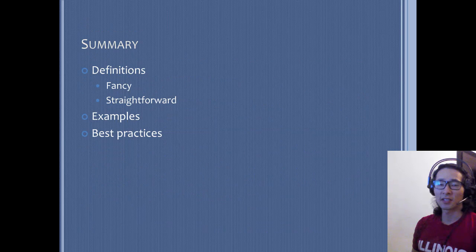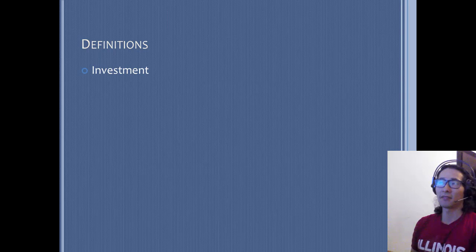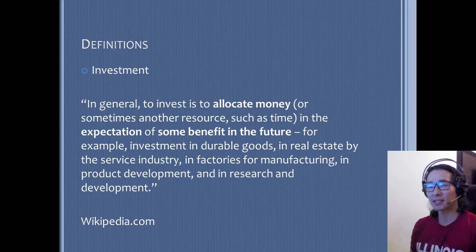First, I'll give some textbook definitions about investment and speculation. A fancy one I got from Wikipedia and a straightforward one that, in my opinion, is much easier to understand. Then I'll give you guys some examples to make everything clear, and finally some best practices to tell investment and speculation apart.